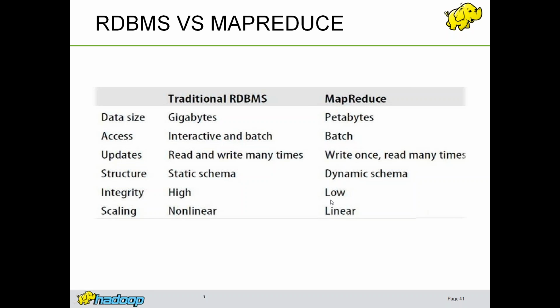Integrity is high in RDBMS and low in MapReduce. And scaling is non-linear in RDBMS, whereas in MapReduce scaling is linear. So that's the difference between RDBMS and MapReduce.